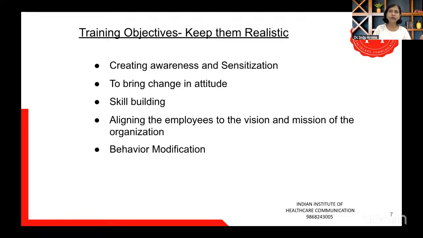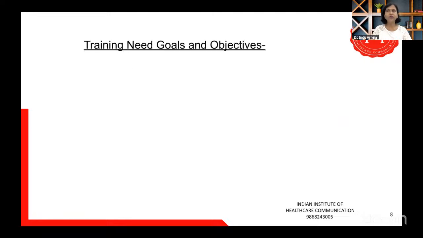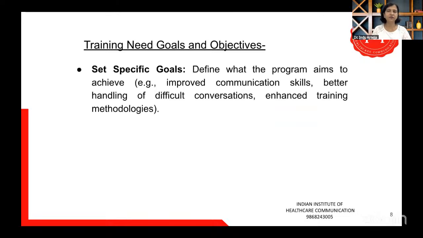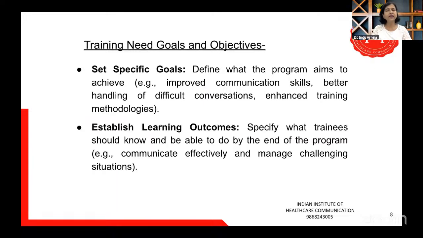So based on the training need goals and objectives, you have to set your specific goals. That's where probably, for example, for a 3 hours program, maybe you will have a specific goal as improving communication skills of a set of people, or empowering them with the skills to handle difficult conversation, or enhancing training methodologies. It could be anything. So those specific goals will help you know clearly what you need to cover in your session. And then at the same time, we need to establish learning outcomes.